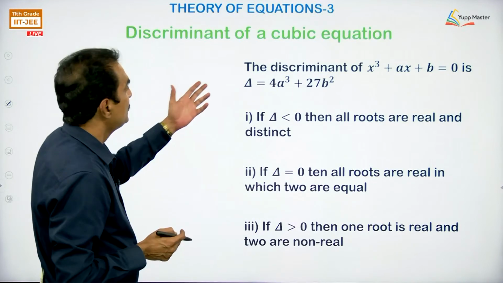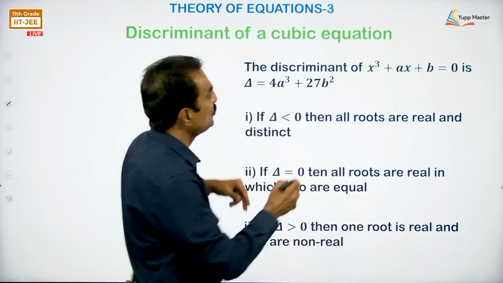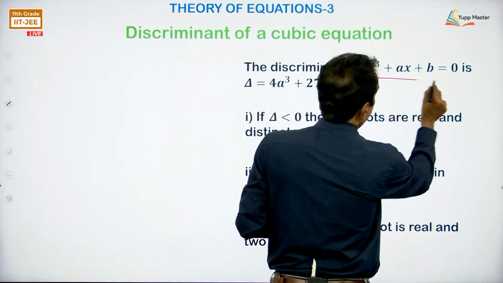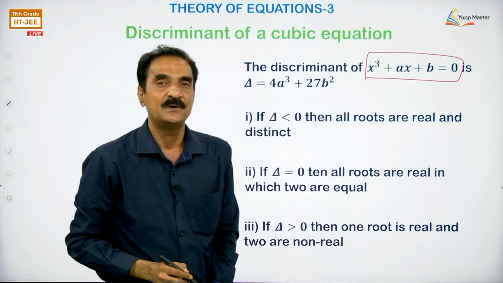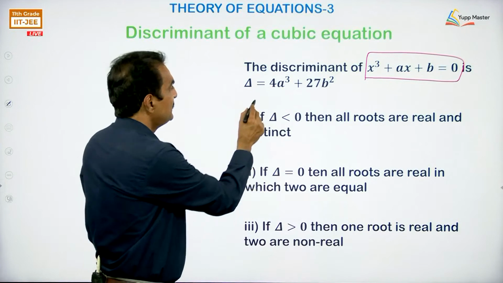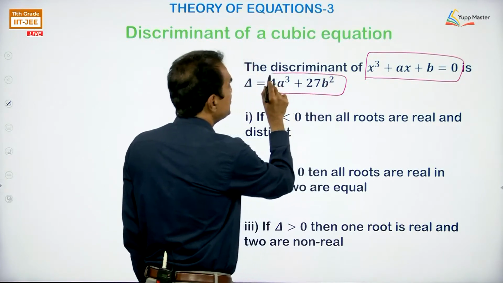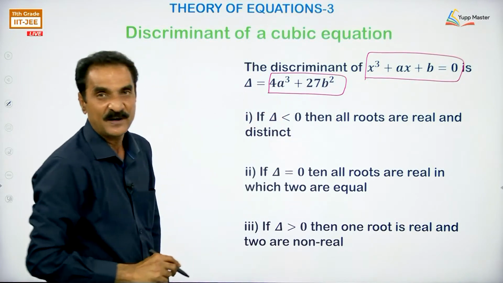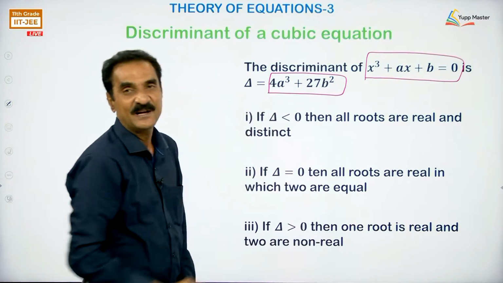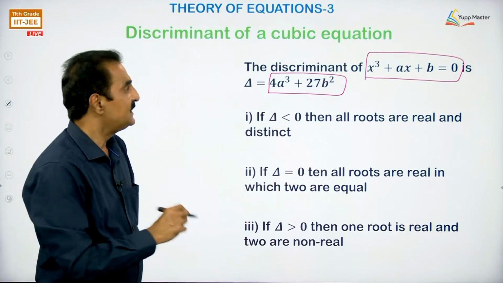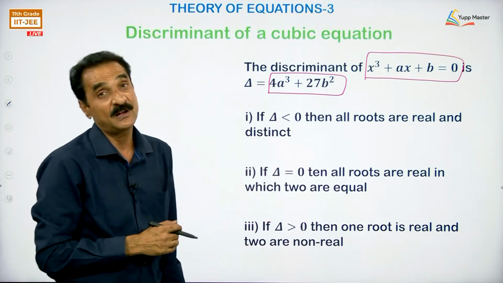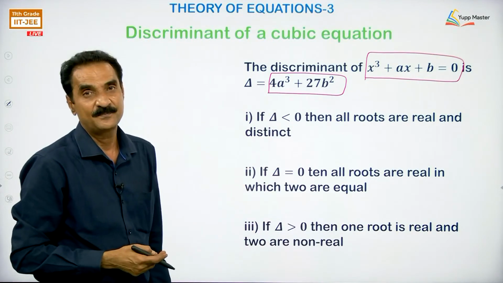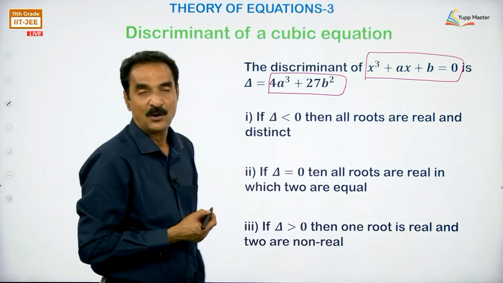Now, if you take a cubic equation in this form, x cube plus ax plus b is equal to 0, then 4a cube plus 27b square is denoted by delta. It is called the discriminant. Based on the value of the discriminant, we can tell about the number of real roots. Okay, let us see how.